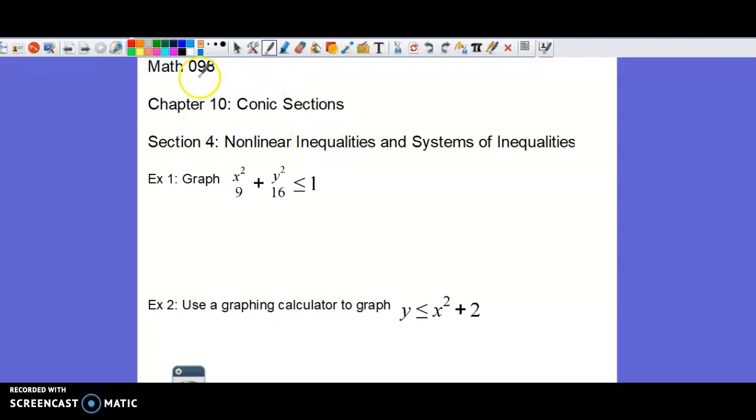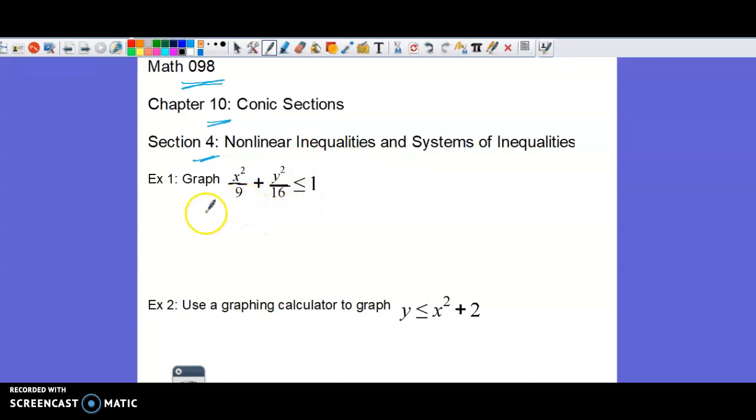All right, we're powering through. We're going to do Chapter 10, Section 4. Sorry, all my fractions disappeared. But anyway, what we're starting to do now is graph our conic sections. And I think that's pretty straightforward of what we're doing.